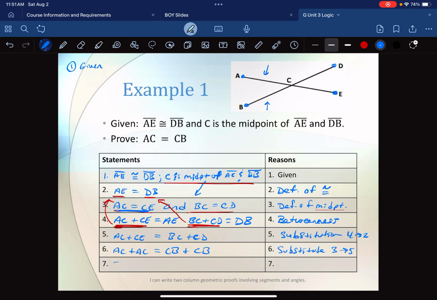And now I have 2AC equals 2CB by addition. Or actually, we added those statements, we added those two things together, but more strictly what we did was we substituted 2AC for AC plus AC, so substitution. And then I just divide by 2, and I get AC equals CB. So division.